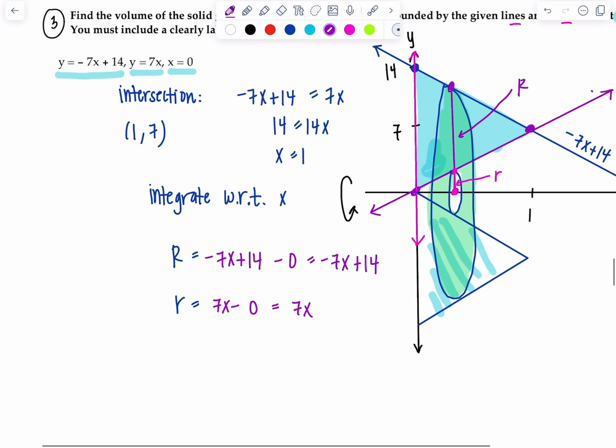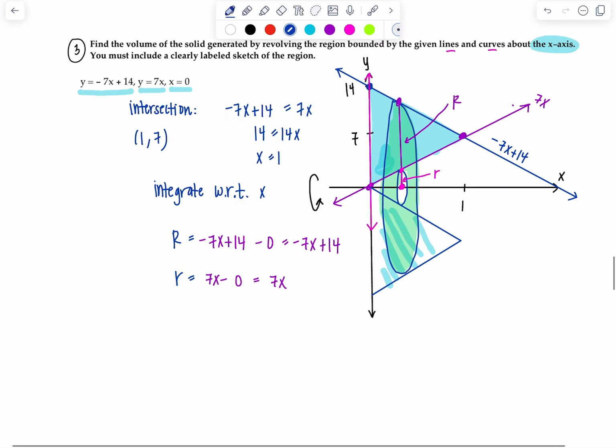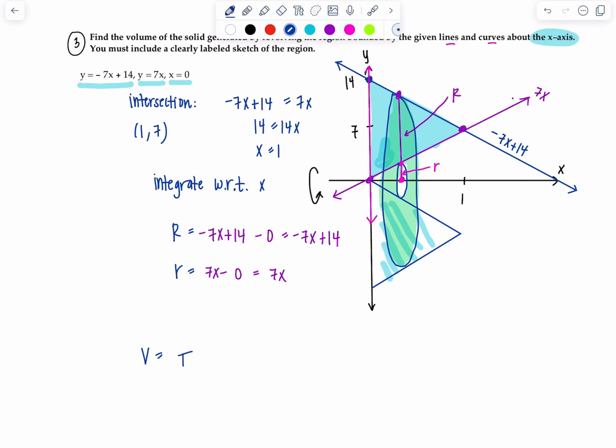Very good. Okay, how we feeling? Let's set it up. Volume equals pi integral. Limits of integration are based on the original region. Since we're integrating with respect to x, give me the bounds on the region based on x. It lives from 0 to 1. Oh, I love it when we integrate from 0 to 1. So we have big R squared minus little r squared dx. How you doing?